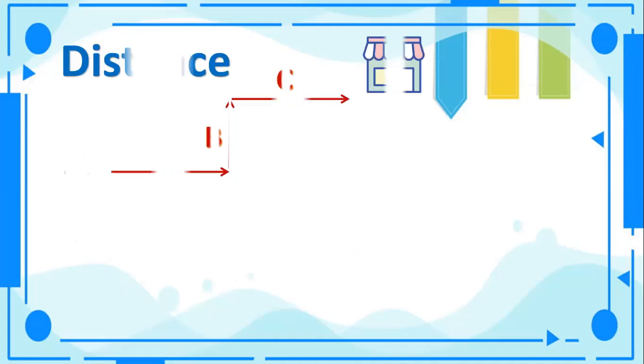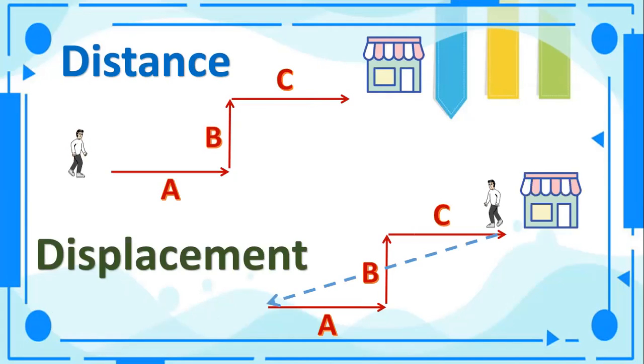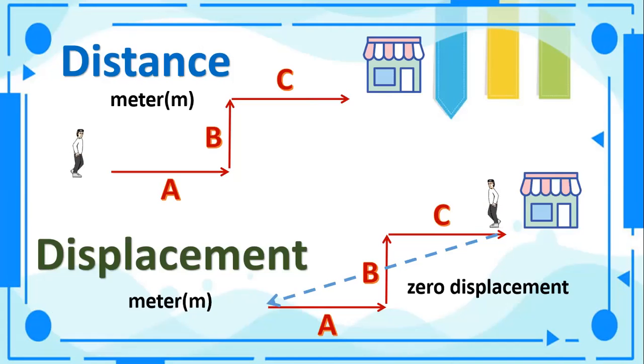Next is, there is always a distance covered whenever there is a motion, while displacement will be zero if the body comes back to its initial position. However, both distance and displacement have a unit of meters.